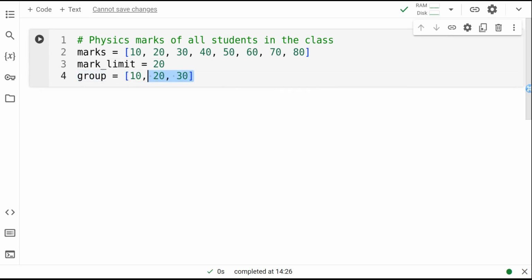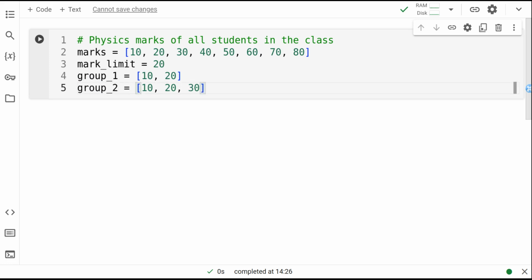See here, 10, 20 is one group. Let's call it group 1. Now group 2 could be, as we just saw, 10, 20, 30. Can I add 40 to this and make it a bigger group? No, right? If I add 40 to this, then there is one pair of students for whom the difference becomes greater than the mark limit. Who are those two students? 10 comma 40.